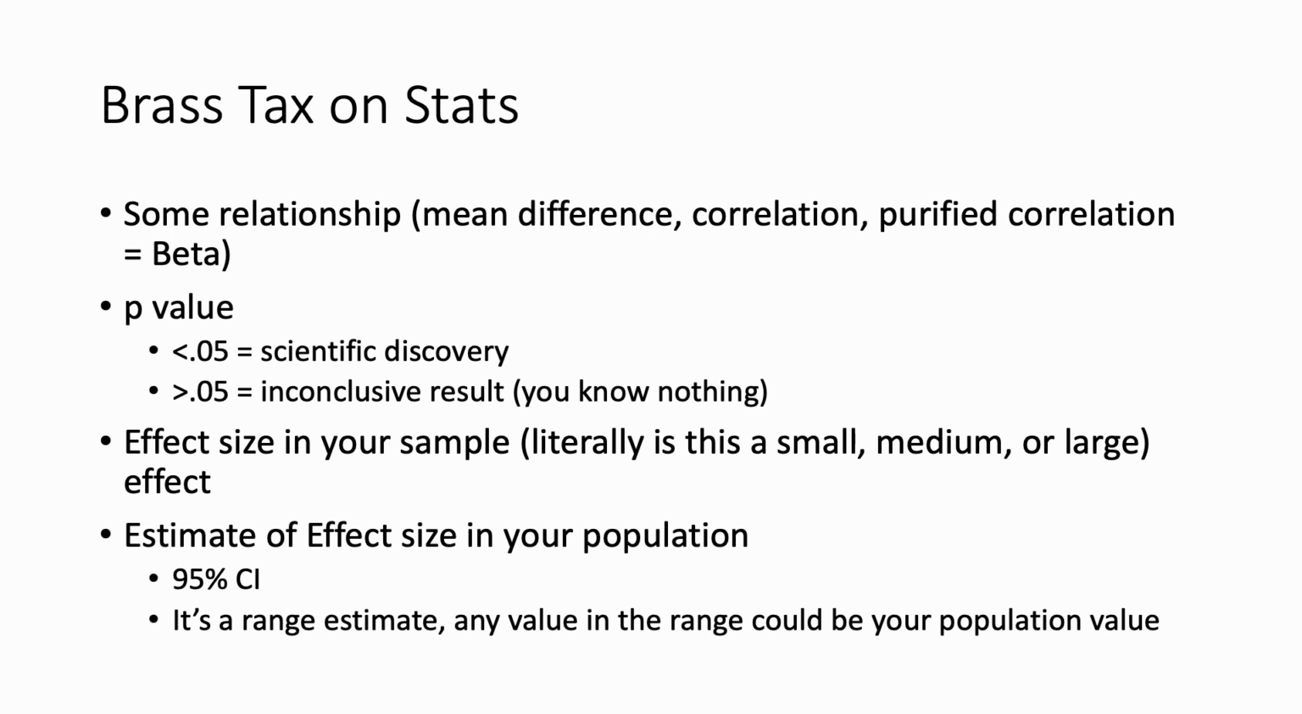So for a mean difference, you're like, oh, are the two means different? For correlation, you're like, is that a positive relationship, a negative relationship, a zero relationship? What's going on there? For a purified correlation or a beta, you look at it the same way you do a correlation, okay? So what's the difference between correlations and mean differences? Continuous predictors versus categorical predictors, right? Categorical predictors, different conditions, like the load condition. Correlation, your predictor is continuous, like openness to experience or emotional stability.